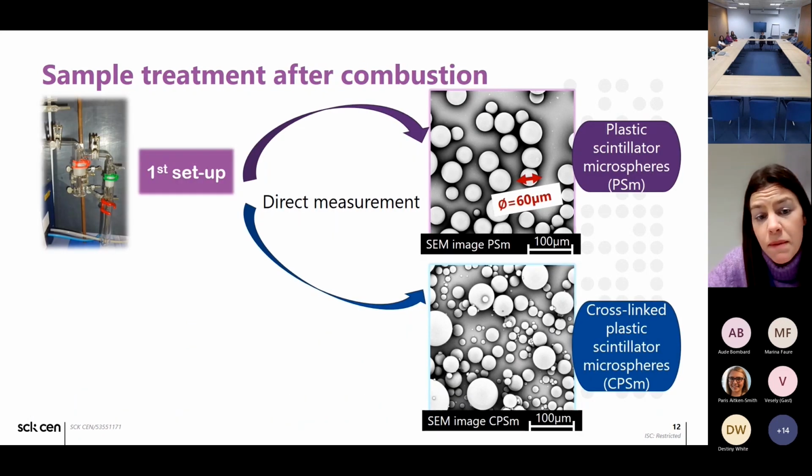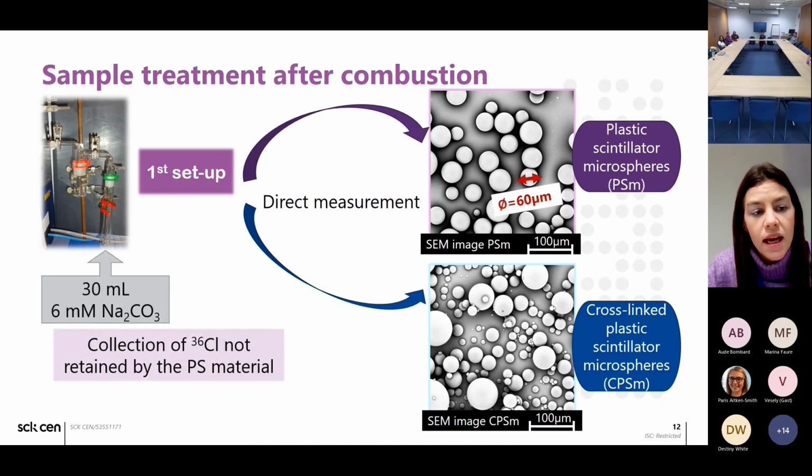For the first setup, our idea was to directly measure the vial containing the microspheres by liquid scintillation counting. For this setup, we used two different microspheres, the PSMs, which is the picture you can see above, and the CPSMs, which is the picture you can see below. And then in the second bubbler, we placed a trapping solution, which was 30 milliliters of 6 millimolar sodium carbonate, in order to collect the chlorine that was not retained by the plastic scintillating microspheres.